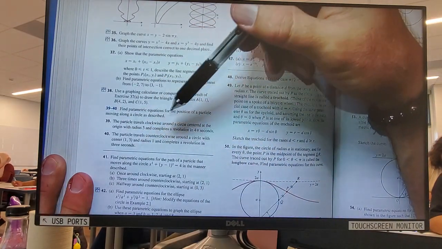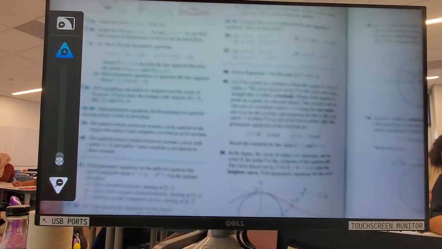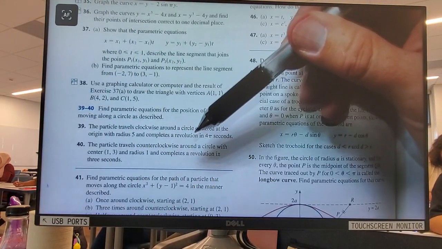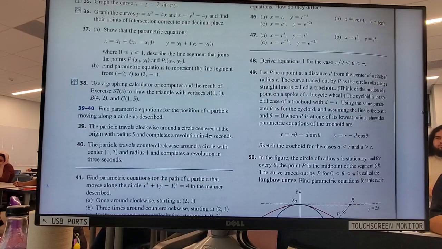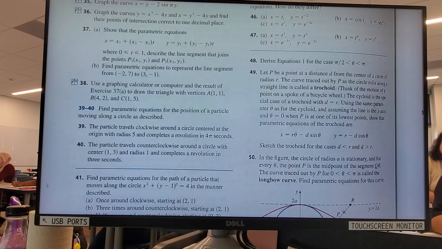39. So the particle travels clockwise around a circle. Center of the origin, radius 5, completes a revolution in 4 pi seconds. So how long does it normally take? And the seconds thing is because we think of t as a time, yes? So what is the normal period for sine theta? 2 pi. Does anyone remember how to make the period become twice? Because that's what I need to do here, yes? Make the period become twice as long as it was?